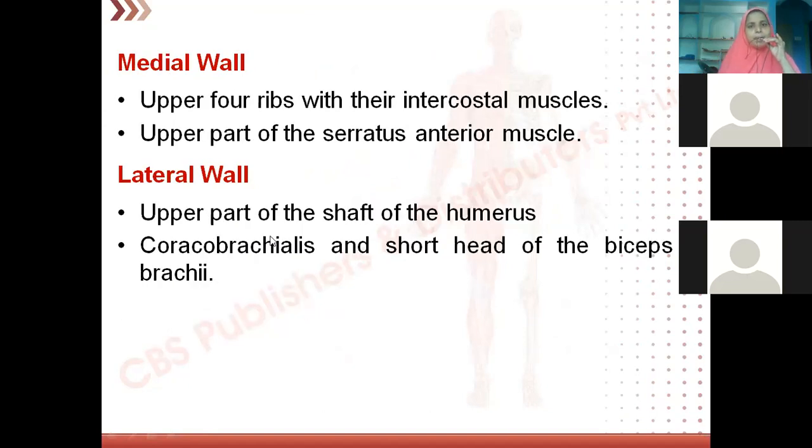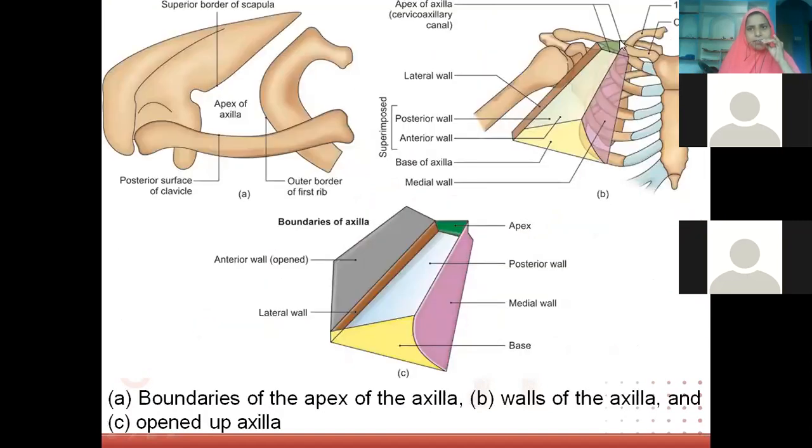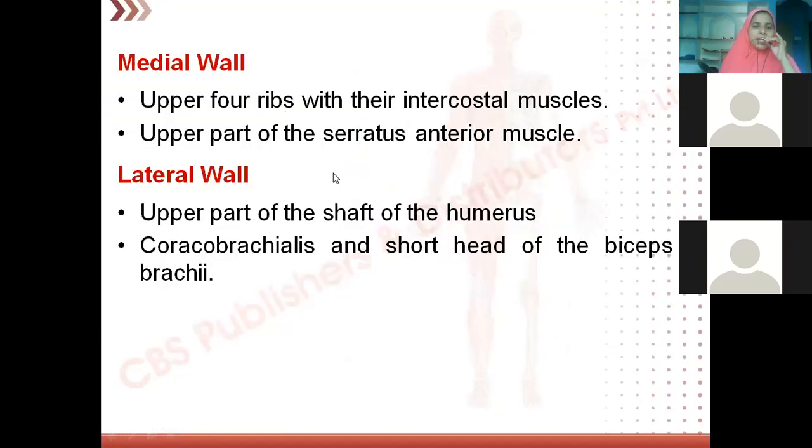Now coming to the medial wall. If you observe the whole of the medial wall, not only the outer border of the first rib, we also have the second, third, and fourth ribs. That means the upper four ribs. What do we have between ribs? Intercostal space. And in the intercostal space, what do we have? Intercostal muscles. So the medial wall is formed by the upper four ribs with their intercostal muscles, then the upper part of the serratus anterior muscle.